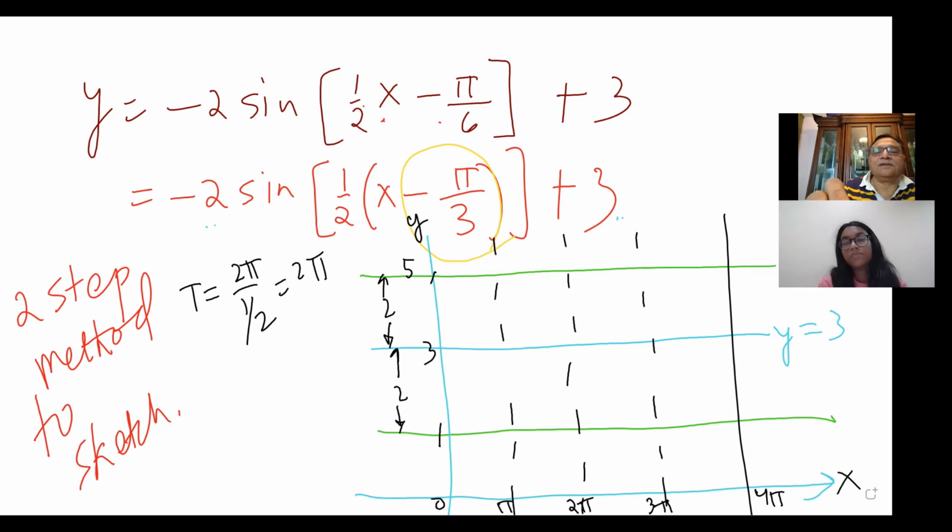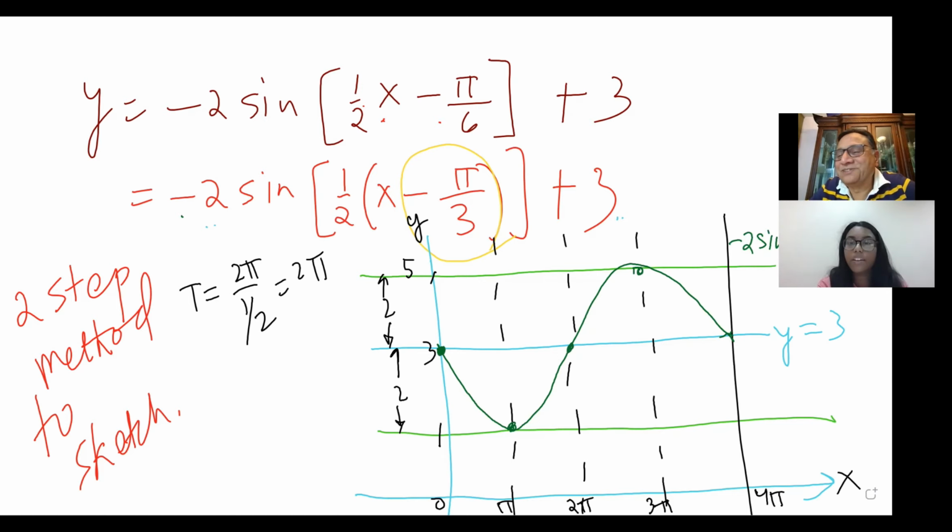Since it is negative, I have to start from 0 but go downwards. But I have to be on my axis, correct? I have to start always from the axis. So my 5 points are axis, this time minimum, axis, maximum, axis. So I have my sine graph. Do you see how easily I've drawn my sine graph? And this sine graph is minus 2 sine of half x plus 3. Do you see that?